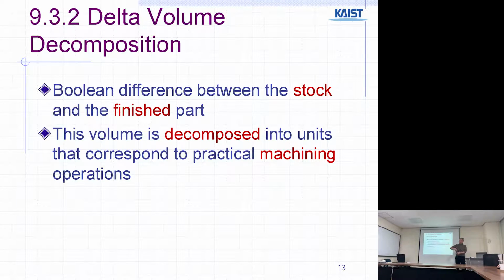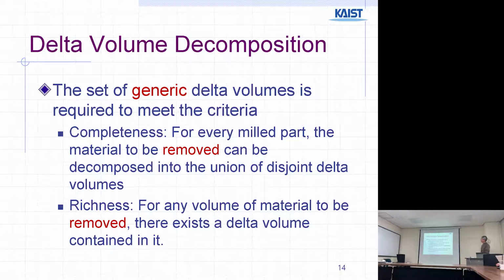Because the milling machine gives you small pieces, right? Mathematically different. This volume is decomposed into units that correspond to machining operations. Right? This volume means delta volume. So delta volume decomposition is very similar but with smaller units. Right? So general delta volume is equal to the material removed.